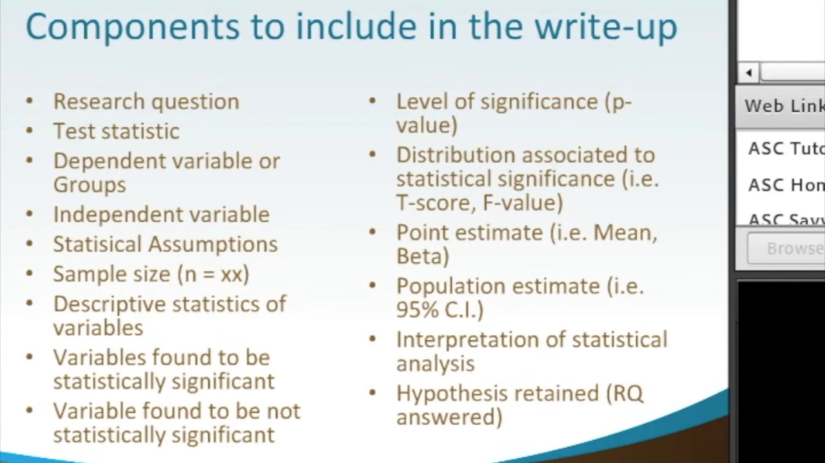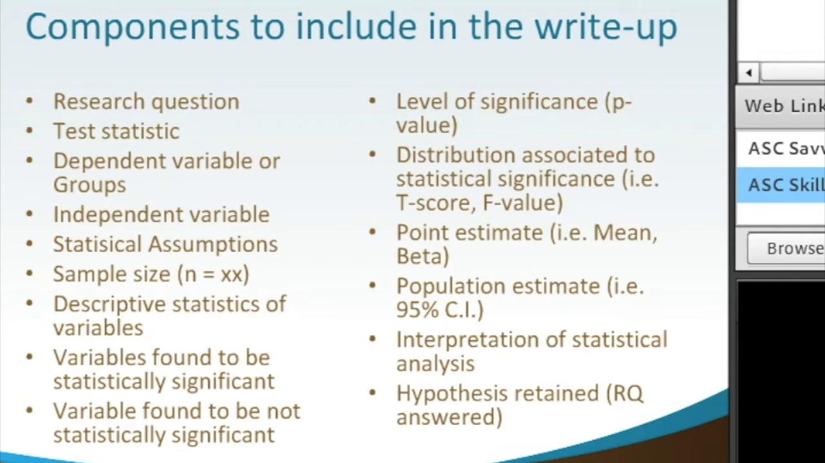It's always good to provide the descriptive statistics of the variables. If you're looking at gender and you've got females, you may want to show that you have 82 females. Their ages ranged from 18 to 35, with a mean age of, say, 27.5 years. You include that in your write-up, so that it gives a better picture to your reader of what your sample actually is.